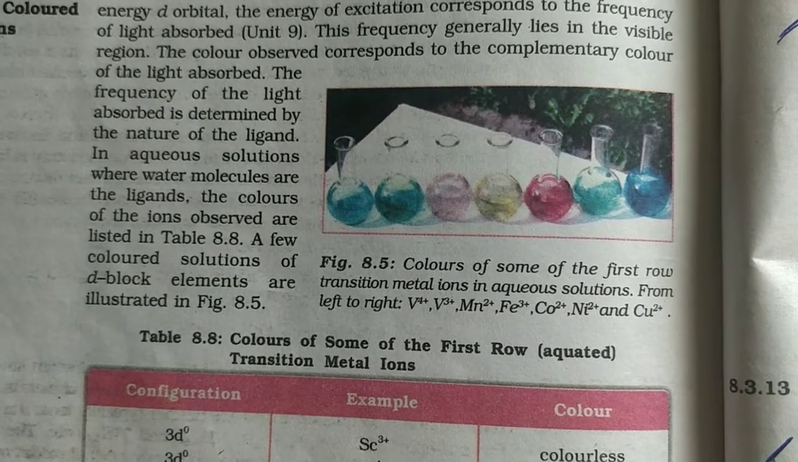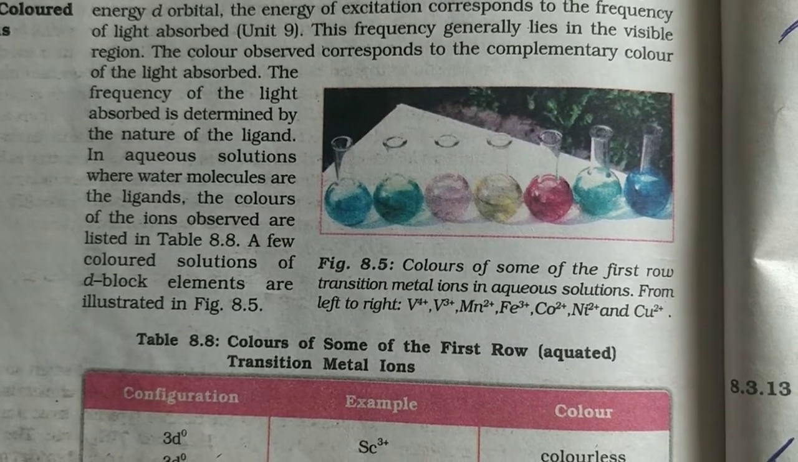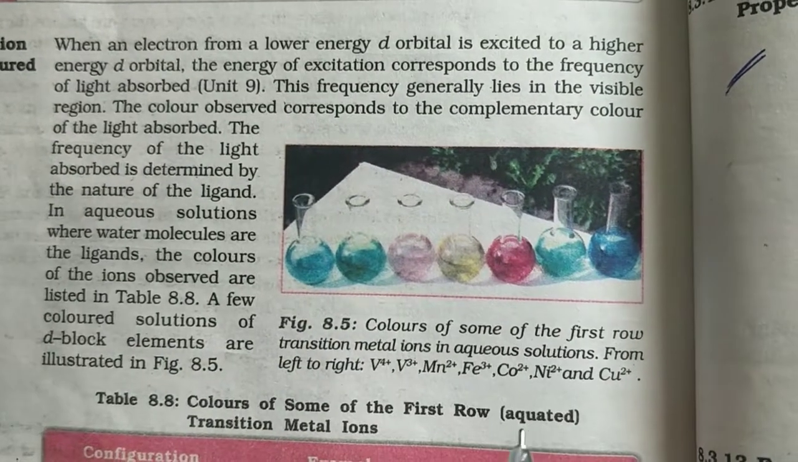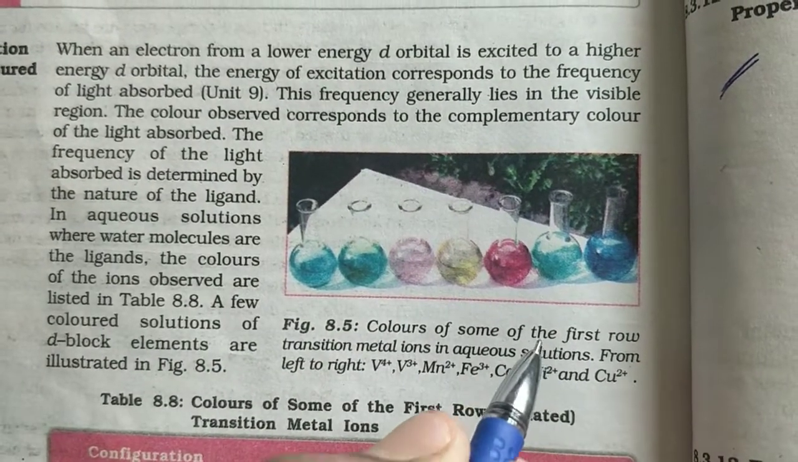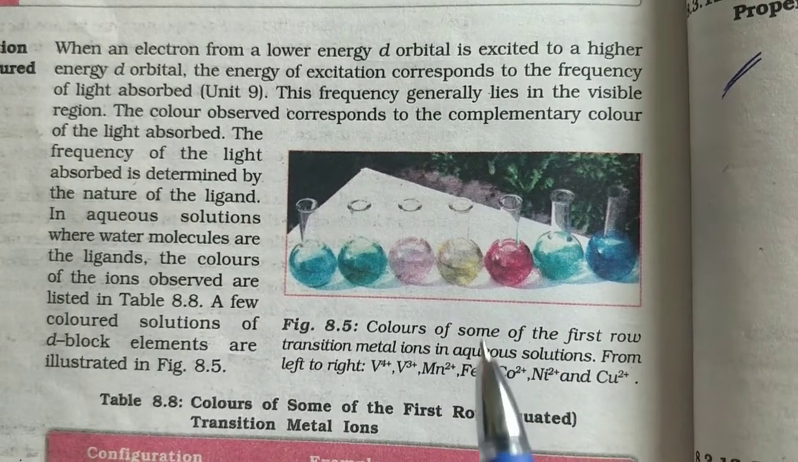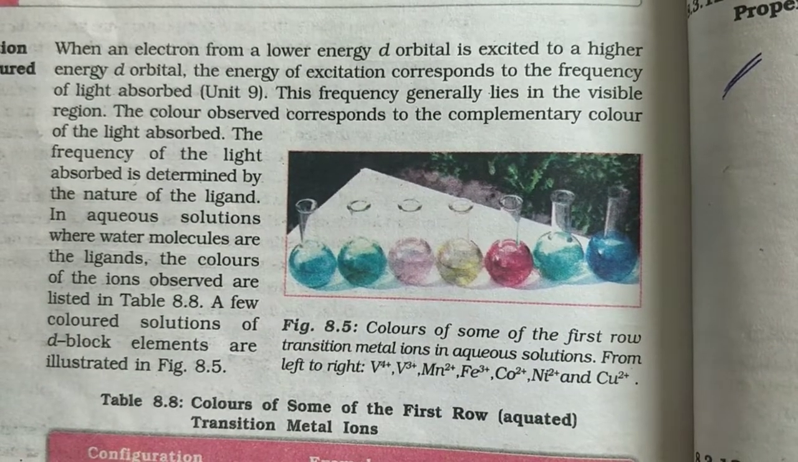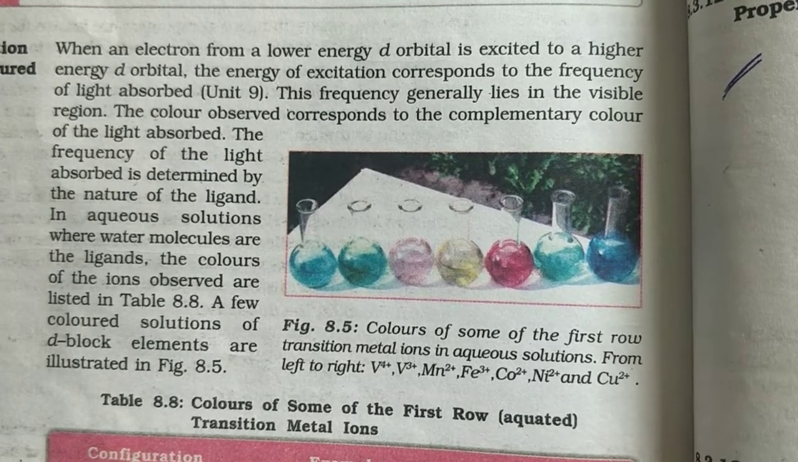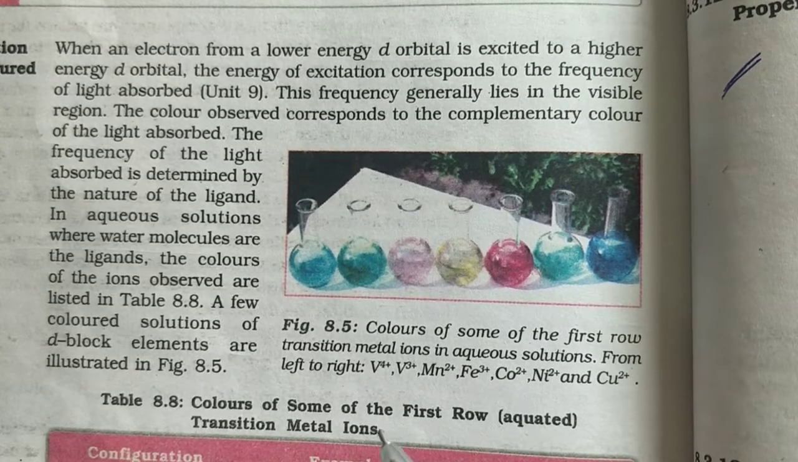Like that we have seen. Already we have seen that in d block elements. If a central metal ion has unpaired electrons, then it will show some color, definitely. If it has no unpaired electrons, it will not be colored in nature.